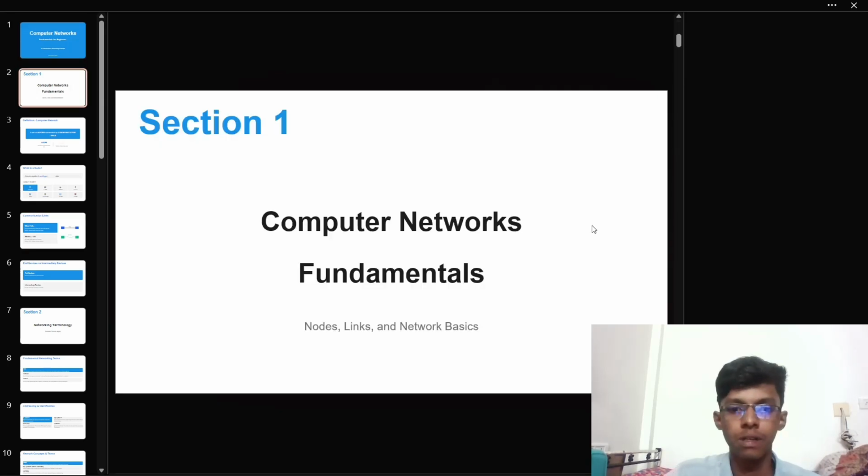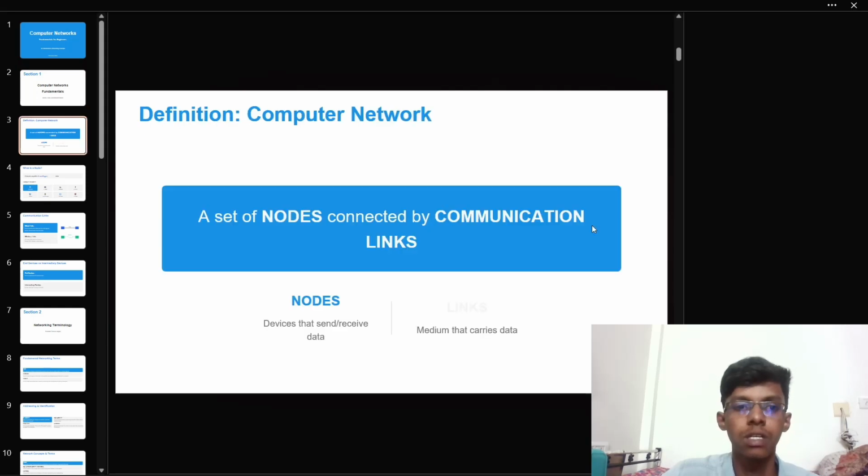So before starting, let's get to know what the real meaning of computer networks is. It is defined as a set of nodes connected by communication links. These two terms, nodes and links, are the keywords for networking. Everything in networking comes down to these two concepts.